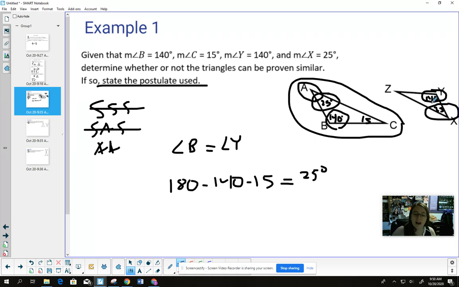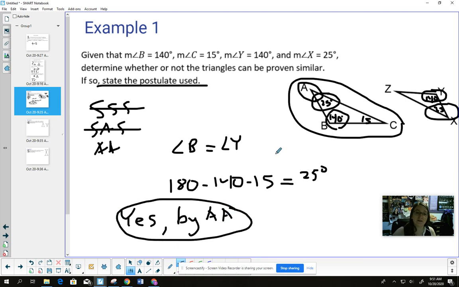So we actually do have 2 angles congruent, and in fact, that does mean all 3 are going to be congruent. If I found over here, I would have found this was 15, and then these 2 would be congruent. So we can say, yes, these triangles are similar, by angle-angle. We had to do a little bit of extra work. If you're missing an angle, you need to find it to see if it actually turns out to be the same as one of our given angles.